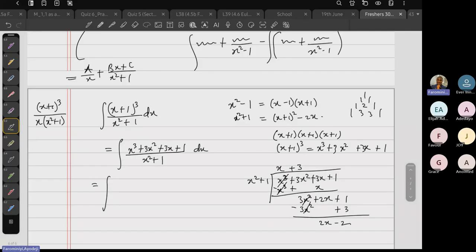So I was being over ambitious with trying to group it. Grouping will not work there. Although I can see something that could have been done, but let's just go direct here. So this is quotient plus remainder over the divisor. So that would be x plus 3 plus the remainder 2x minus 2 over x squared plus 1 dx.